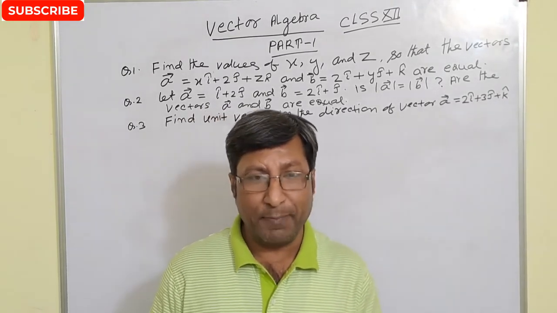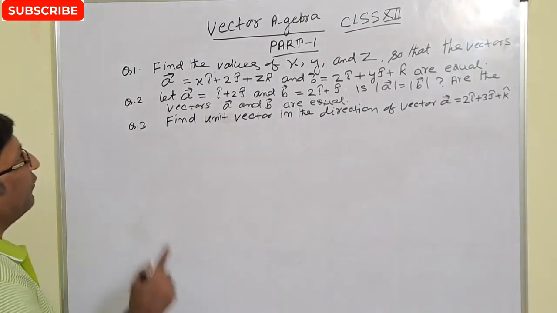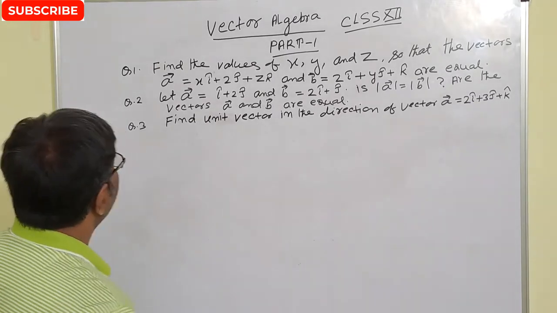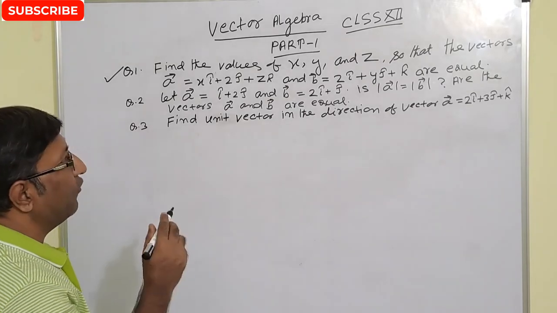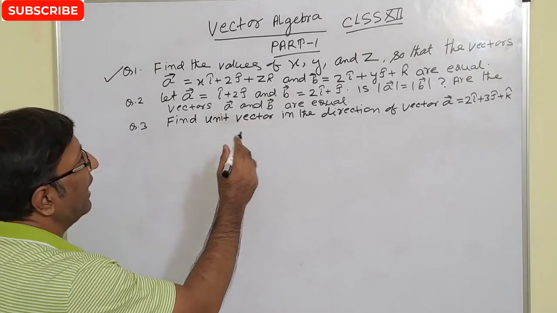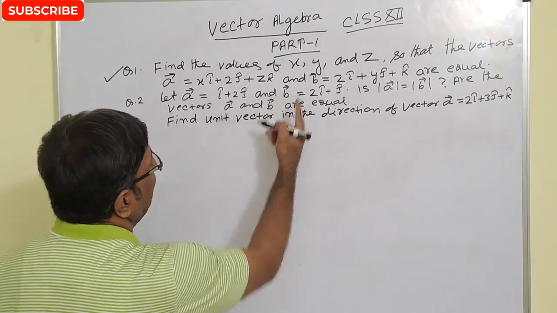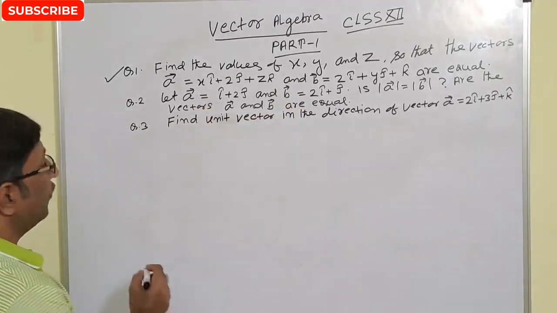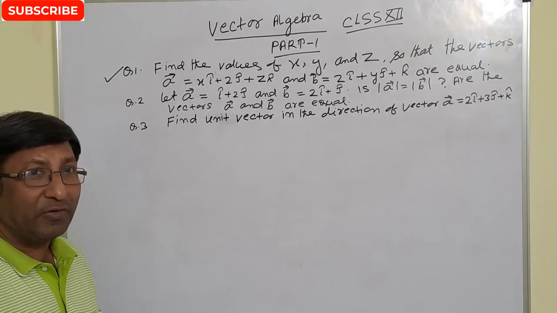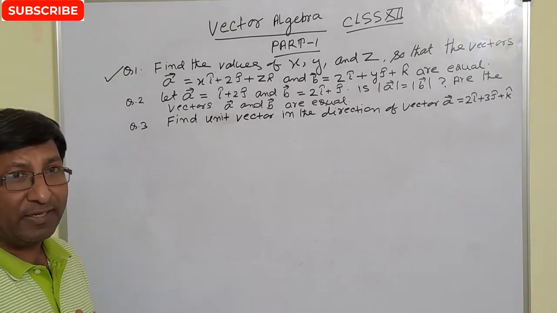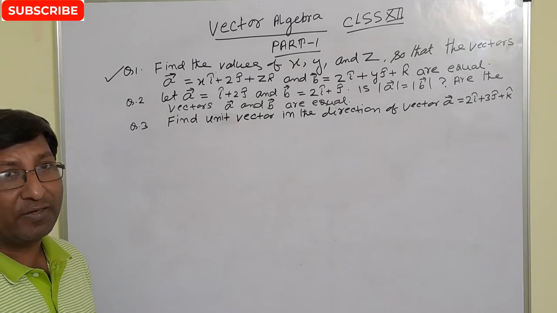तो देखते हैं बेसिक अलजेब्रा क्लास 12 पार्ट 1। वेक्टर अलजेब्रा पार्ट 1 क्लास 12 के अंदर सबसे फर्स्ट क्वेश्चन देखो। फर्स्ट क्वेश्चन हमारा है: फाइंड द वैल्यूज ऑफ x, y और z सो दैट द वेक्टर्स a vector and b vector are equal. So you know two vectors are equal when the coefficients of unit vector i, unit vector j and unit vector k of both vectors are equal.